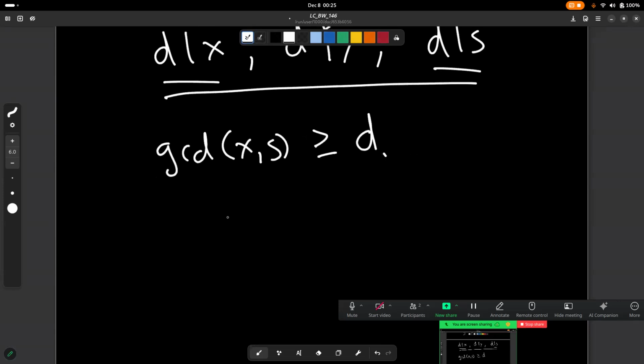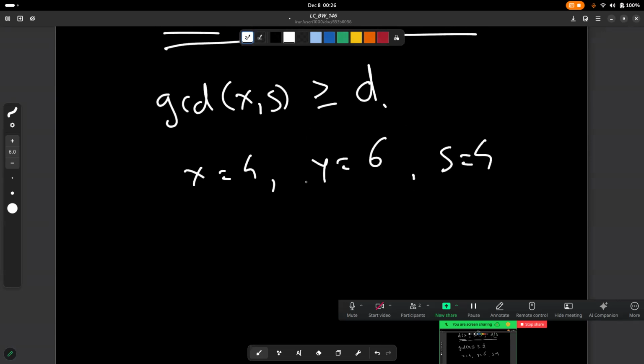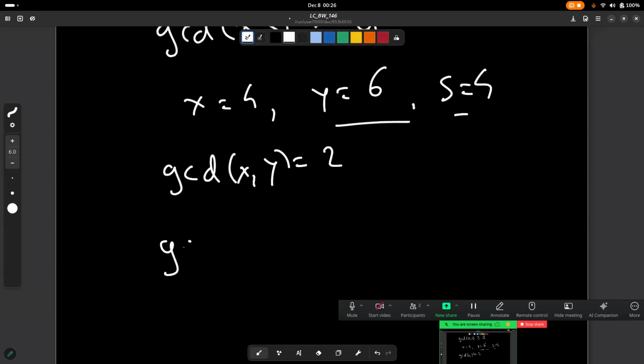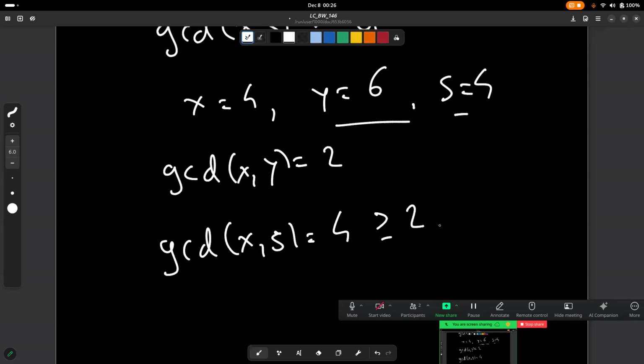So for example, let's say that X is equal to 4, Y is equal to 6, and S is also equal to 4. So GCD of X and Y is 2, GCD of Y and S is also equal to 2, but GCD of X and S is equal to 4, which is greater than or equal to 2.